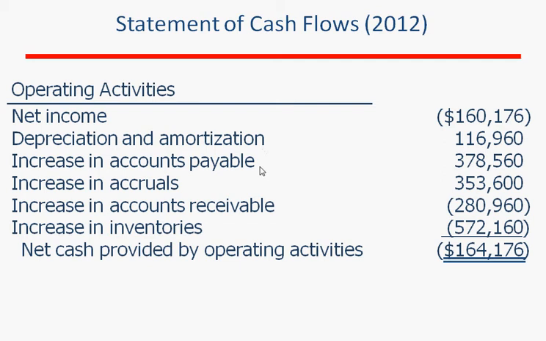The next four items are the increase in accounts payable, accruals, accounts receivable, and inventory. What we need to do is analyze from the balance sheet all of our current accounts except for cash, because cash is what we are trying to explain, and figure out whether the change in those accounts either provides additional cash to the company or takes away cash from the company. The simple rule is that any change in a current asset that increases the current asset is taking away cash.